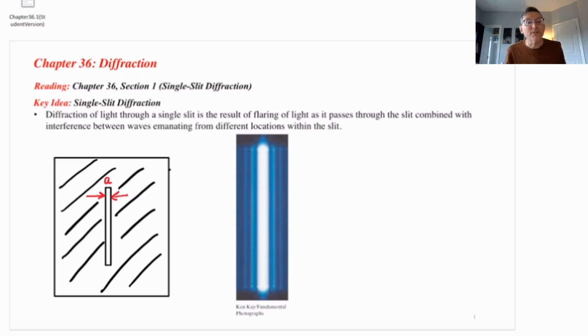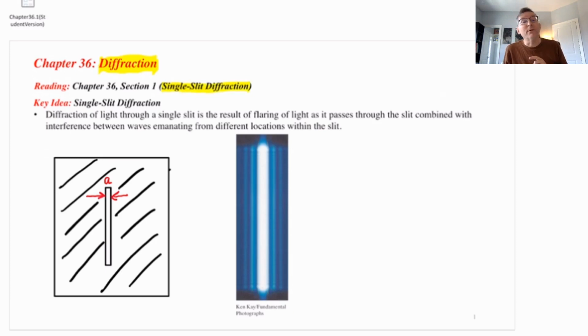We're discussing the first section of chapter 36, and chapter 36 is all about the phenomenon known as diffraction, which is a wave-like phenomenon like interference, and it is in fact related to interference. And we're going to start with a specific application where diffraction occurs and develop our understanding of diffraction within this particular application. It's called single slit diffraction. And I want to talk about exactly what we mean.